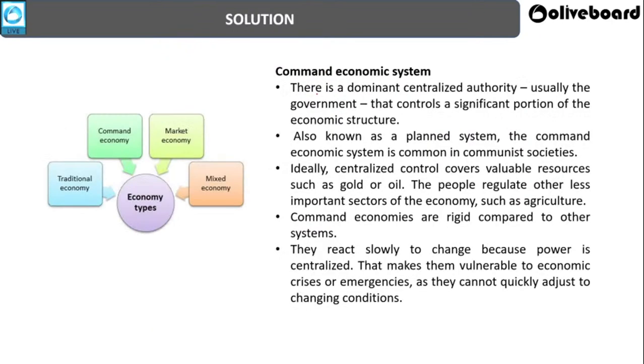Let's know about all the different types of economy. One is the traditional economy. Then we have got the command economy. The third is the market economy. And fourth is the mixed economy. So let's know about what is a traditional economy.